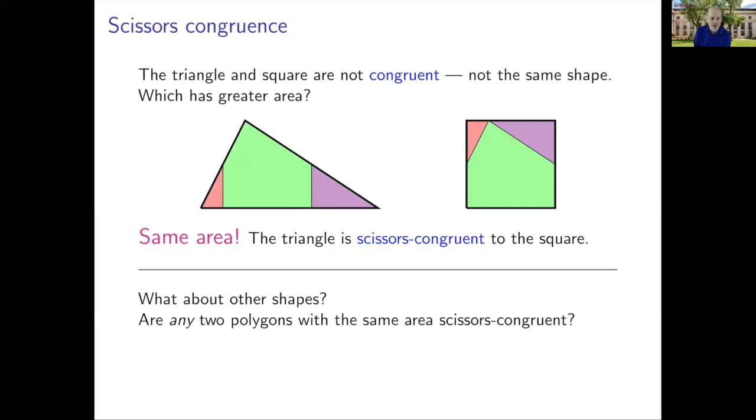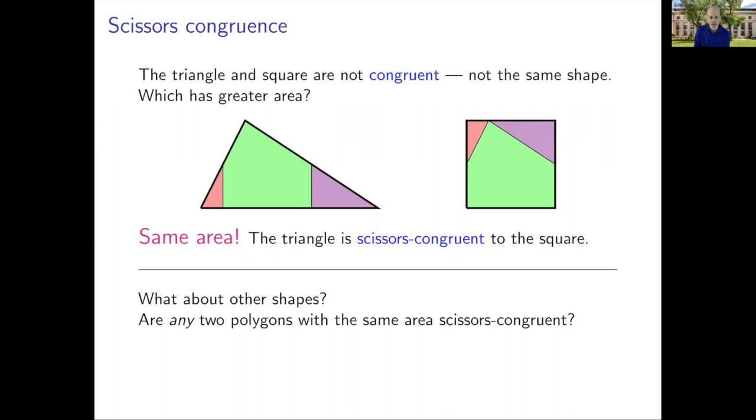If you can cut up one of them and reassemble the pieces into the other one, that's what scissors congruent means. After cutting it up, you can reassemble the pieces to get the other one. So this triangle is scissors congruent to this square. They're the same area. Now, this is just one triangle and one square.